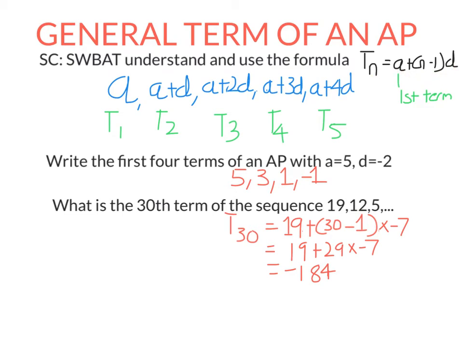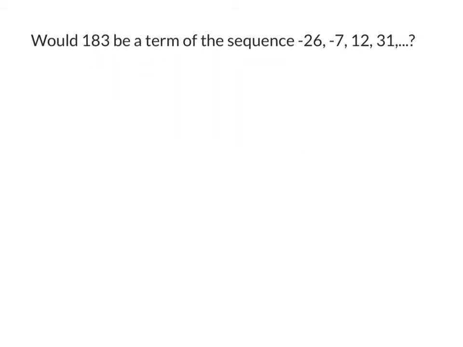Let's look at an example now where we're using this formula to find n. So let's consider this question. We have the arithmetic sequence minus 26, minus 7, 12, 31. Would 183 be a term of this sequence? So this is an arithmetic progression, an AP, because there's a common difference of 19.